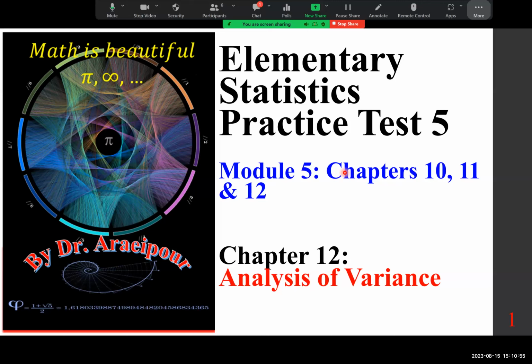Good afternoon, class. We are looking at Module 5, covering chapters 10, 11, and 12. Here's chapter 12, Analysis of Variance, also known as ANOVA.